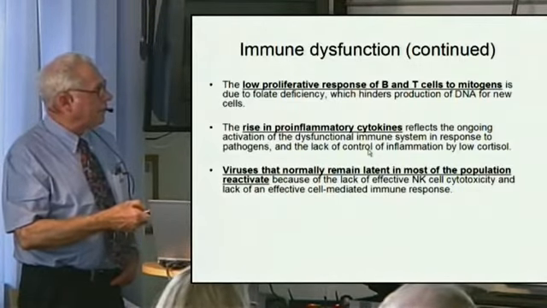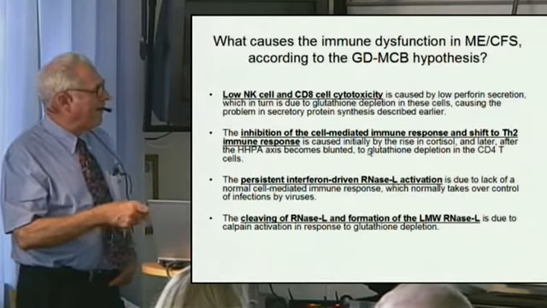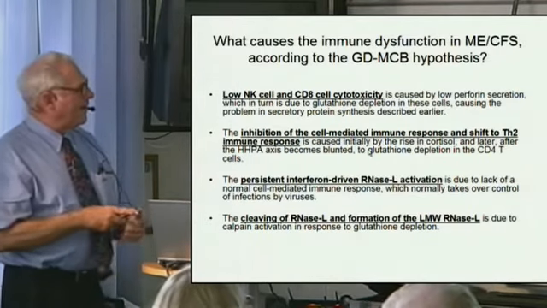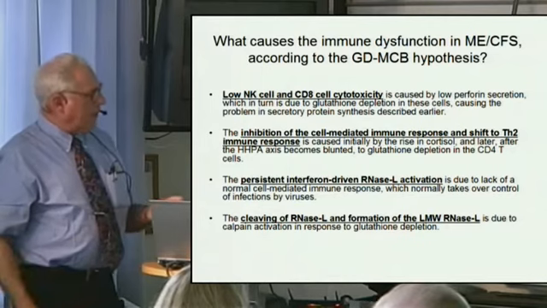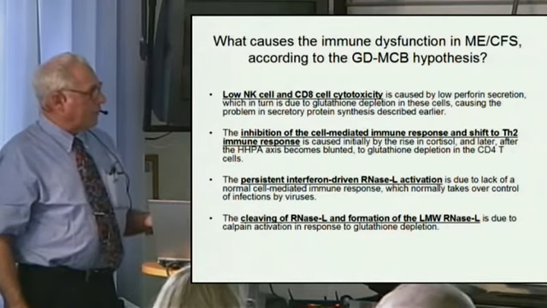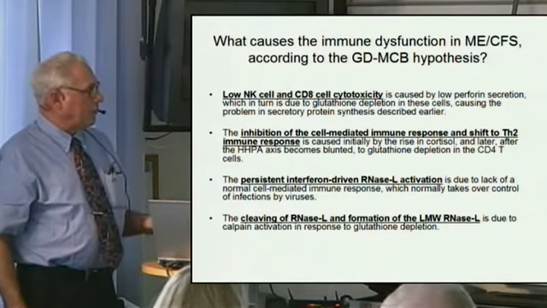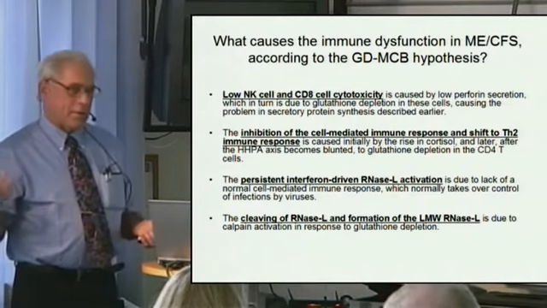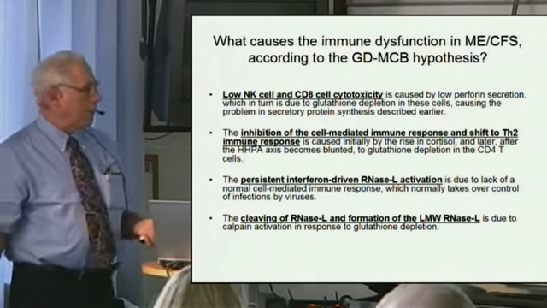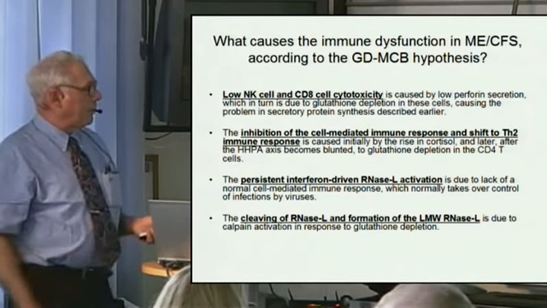This is really interesting here. Okay. And as I said earlier, I think that's due to glutathione depletion in these cells, which, because they have 20 cysteines, and so it's hard to make a good perforin molecule.